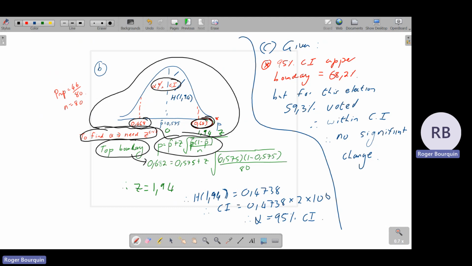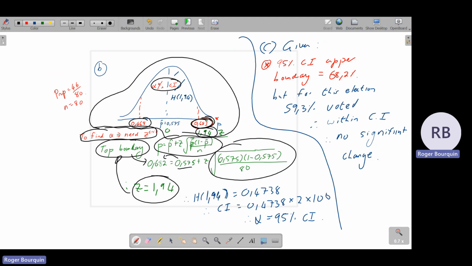Well, the top boundary for the population proportion is 0.682. P hat, our sample proportion, is 0.575, plus z times the square root of p hat times 1 minus p hat over n. So if I take 0.682 minus 0.575 and divide by this whole thing, I end up with a z-score for the top boundary of this confidence interval of 1.94. So my z-score that goes with 0.682, the top boundary, is 1.94.